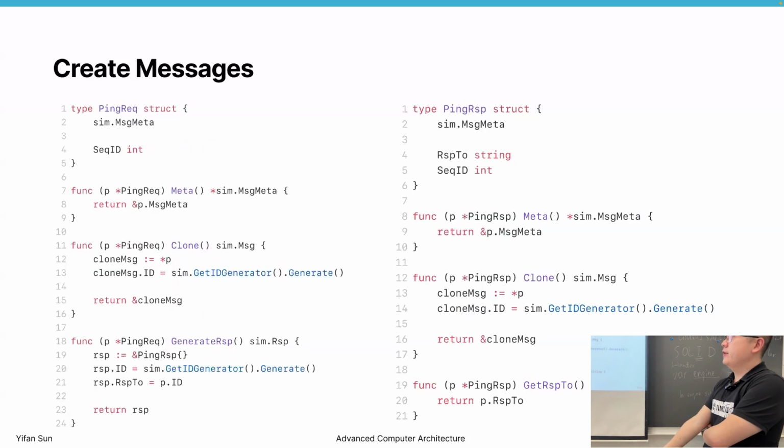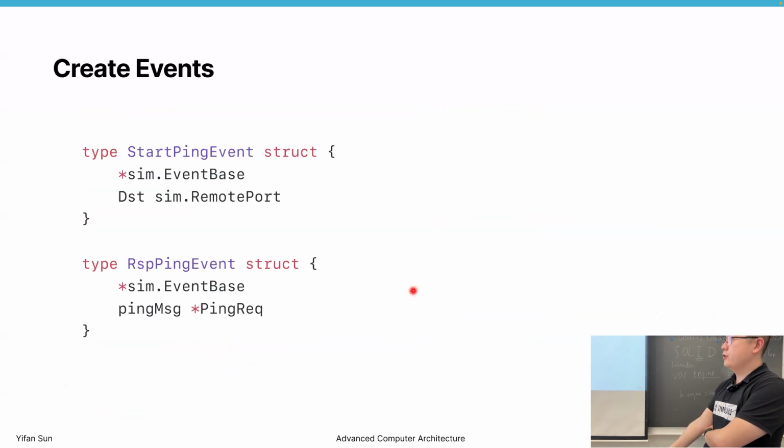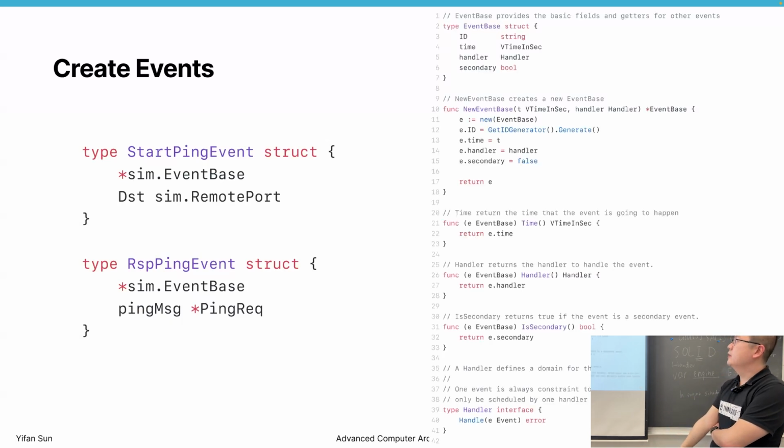Then once we create messages, we can create events. 2 events, one start ping event. We also associate the destination information, say where we want to send it, as part of the event. Then for the respond ping event, we attach which message we're responding to as part of the event, so that when we're handling this event, we know the context, right?